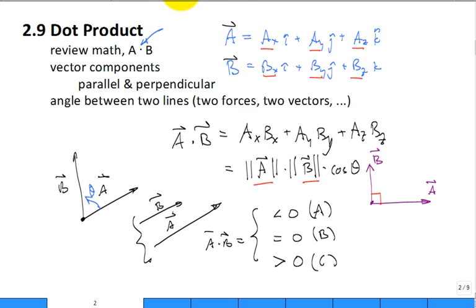Now, let's do another one. Let's change it up more. Let's do this one. A is off in this direction, and B will be off in that direction, A and B like that. Same options. I want to know if I take A dot B for this case, is the answer less than 0, answer A, equal to 0, or greater than 0?